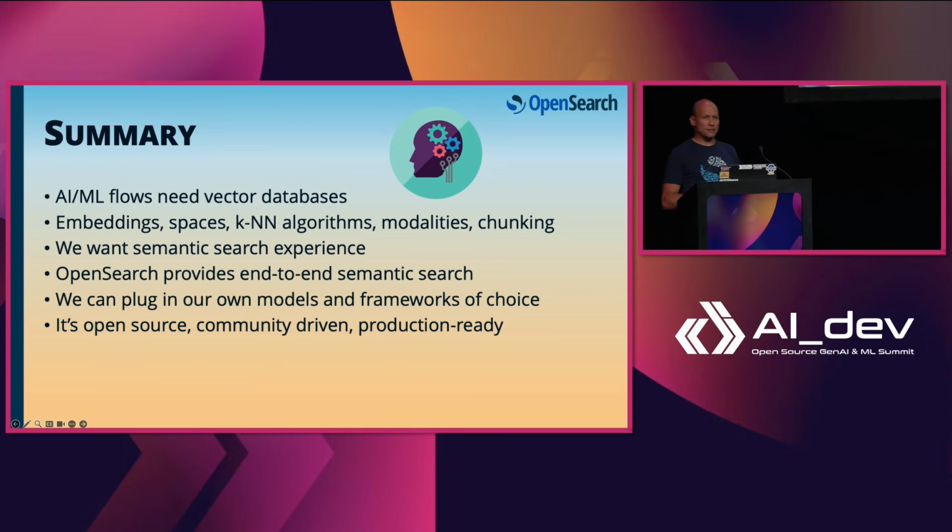And just to summarize what we've seen, essentially ML flows, machine learning flows, need a vector database to store the embeddings. And we talked about lots of terms here. We talked about embeddings, spaces, KNN algorithms, modalities, chunking, and so on. But what we want, essentially, is the semantic search experience. And OpenSearch provides this end-to-end semantic search experience for us. We can plug in our own models, as we saw. Lots of popular frameworks that we work with already have the integration.